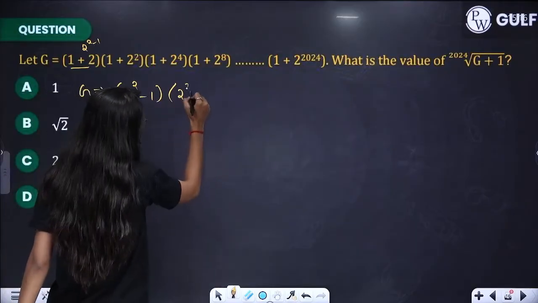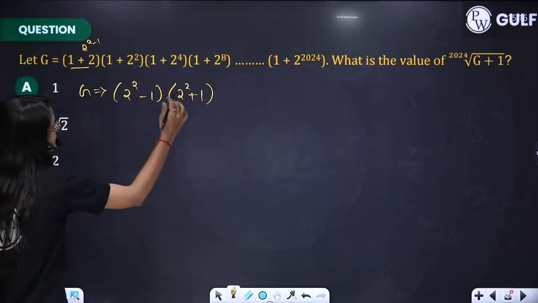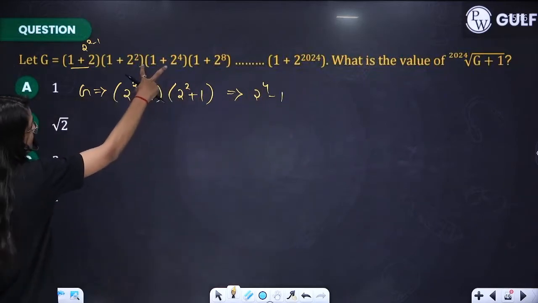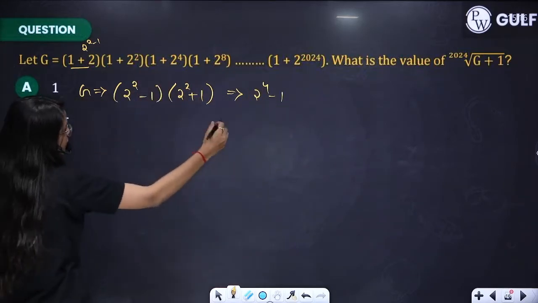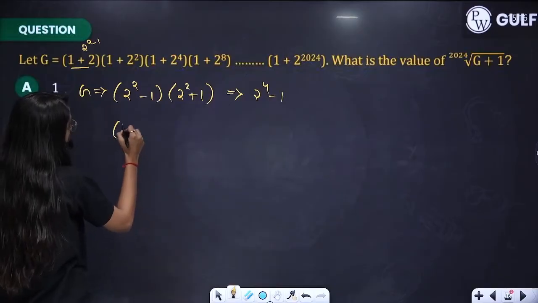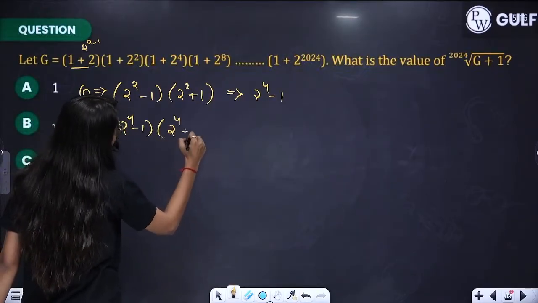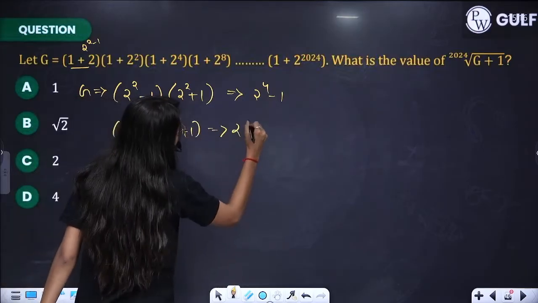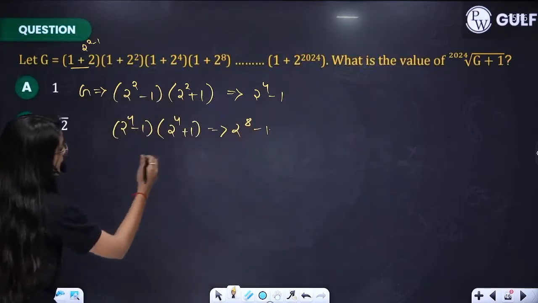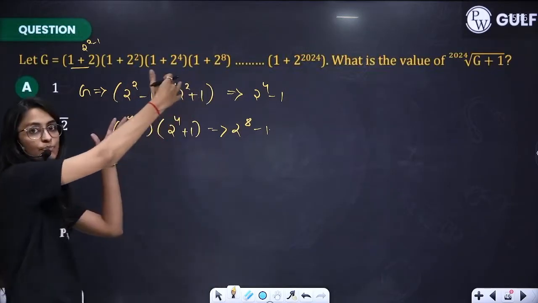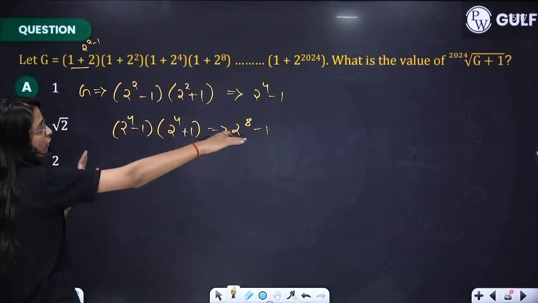So plus 1, it is giving me 2 raised to 4 minus 1, which will be multiplied by the next term itself. Okay, so now I'm just following the pattern. 2 raised to 4 minus 1 multiplied by 2 raised to 4 plus 1. Again, it gives me 2 raised to 8 minus 1 multiplied by the next term itself. See, I'm multiplying two terms, getting the next term. Okay, and I'll just multiply it forward and forward.